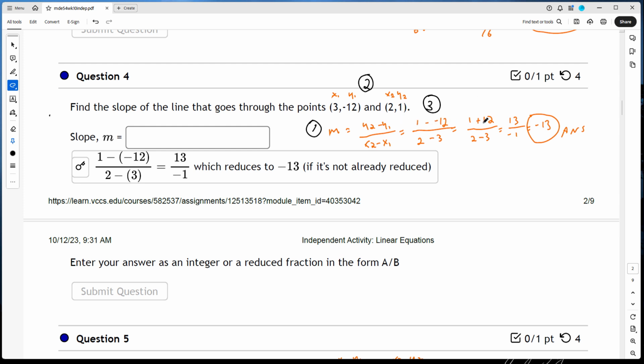1 minus a negative 12 becomes 1 plus a positive 12. And you have 2 minus 3. And you simplify the numerator. You end up with 1 plus 12 is 13, and 2 minus 3 is negative 1. In this case here, my final answer is a negative 13. So summary again, write out your slope formula, assign values to your variables, plug into your formula, then do your computation. We know it's number 4.